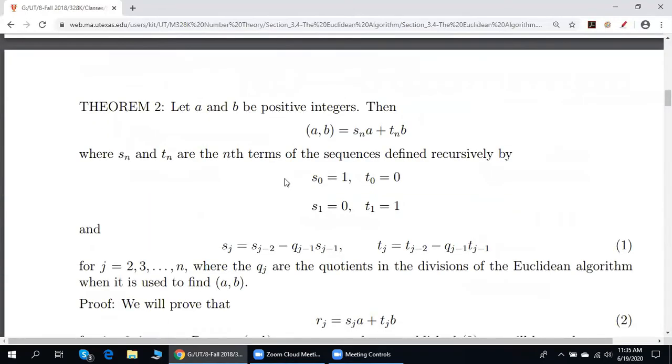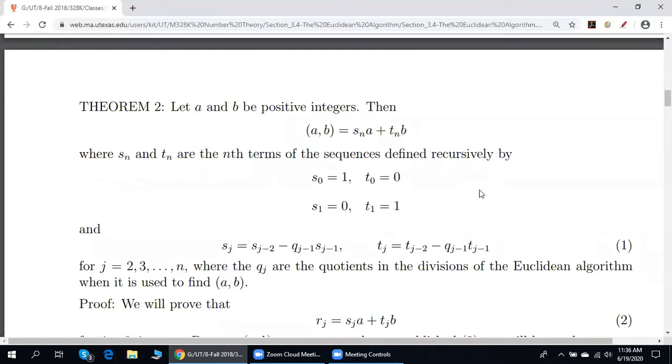Please take a look at Theorem 2. Suppose a and b are positive integers. Then the greatest common divisor of a and b is Sn a plus Tn b, where Sn and Tn are nth terms of the following sequence defined recursively.